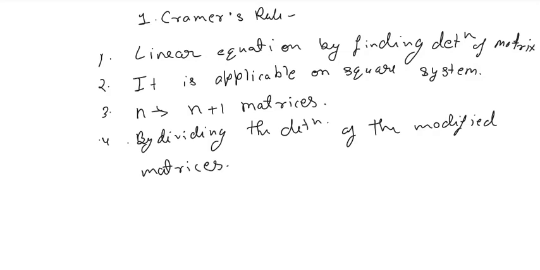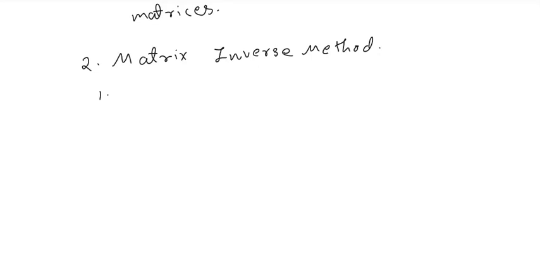Now we are going to talk about the matrix inverse method. This is our second point, the matrix inverse method. The matrix inverse method allows transforming the system of linear equations. Earlier in Cramer's rule it is different; in matrix form it is different. So we are going to perform the inverse matrix method.